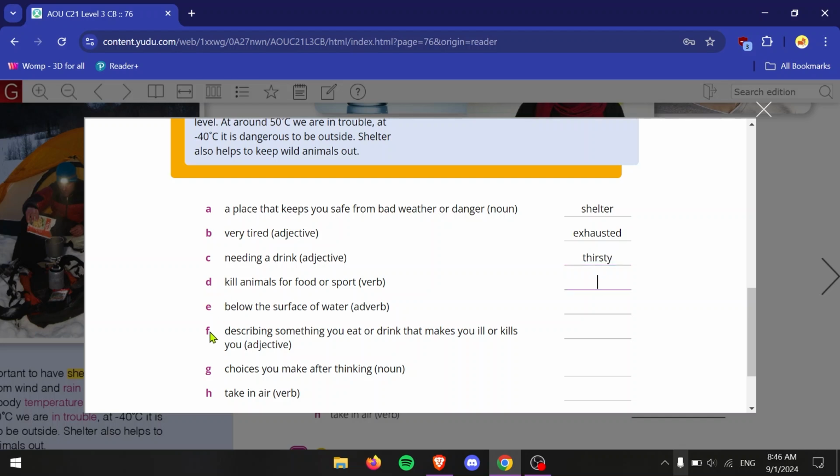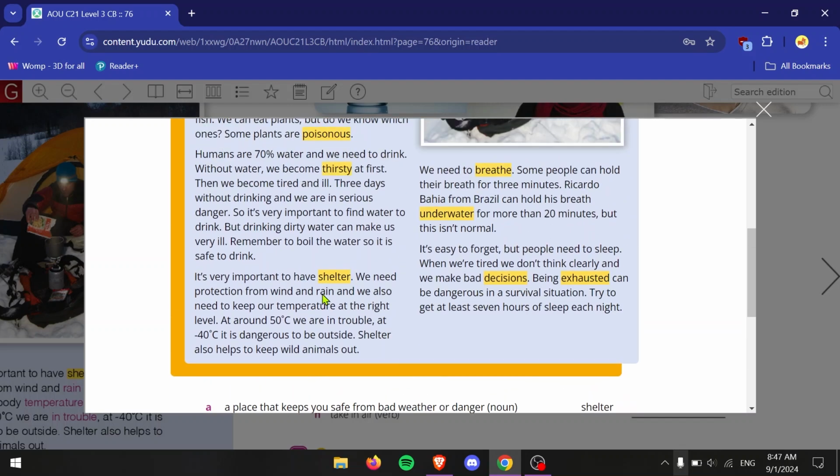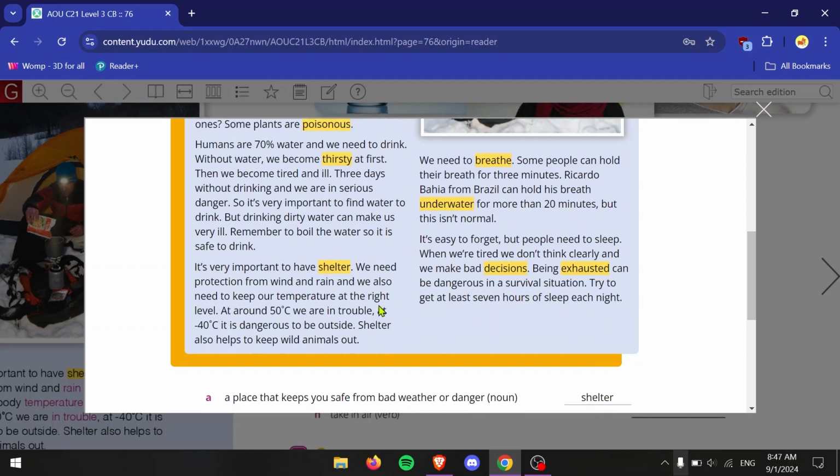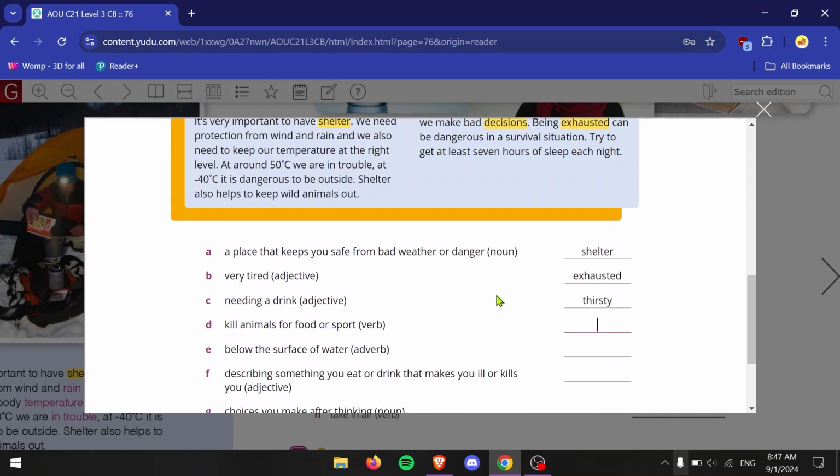Kill animals for food or sport. So usually when you're killing animals, it's either because you're going to eat them or it's for sport, although not as common nowadays. So this is the word hunt. There aren't any shops in a survival situation, so we need to hunt or fish. Hunt is the word we're looking for.